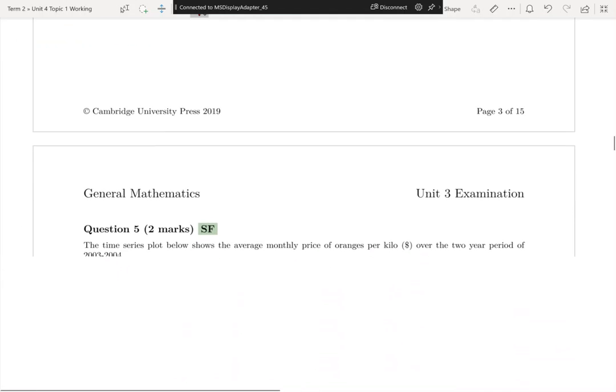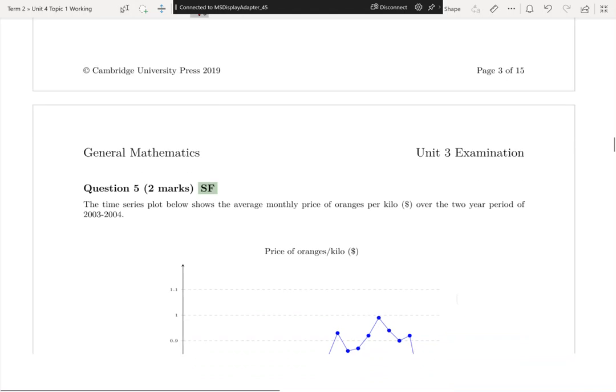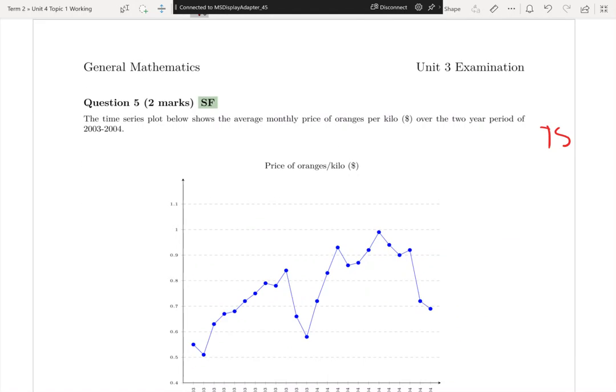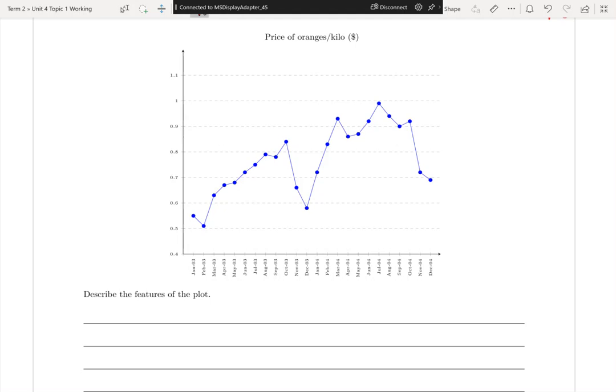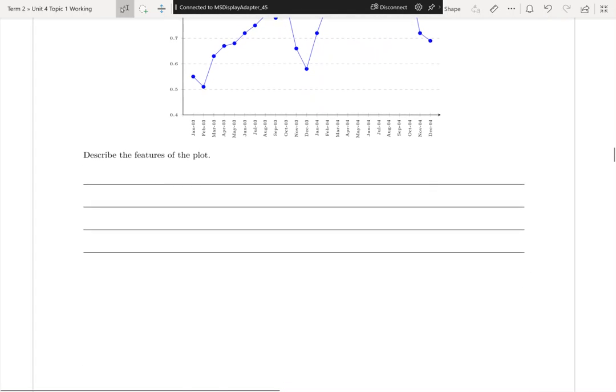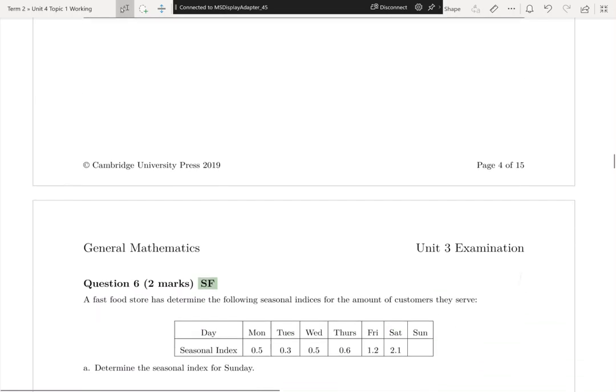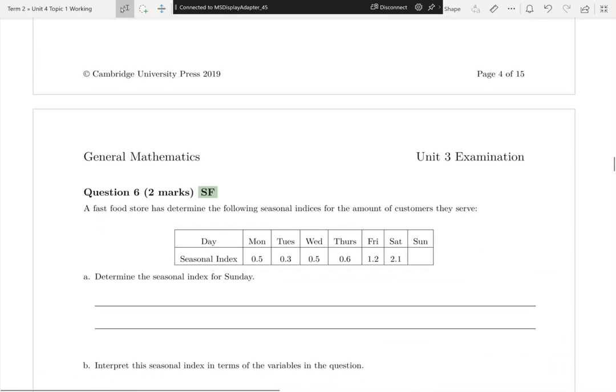Okay, question 5. The time series plot below. Well, we're giving these away, aren't we? So this is time series. It's only worth 2 marks this time. It shows the average monthly price of oranges per kilo over the 2-year period. Describe the features. So that would be one of those ones where you're talking about seasonality, structural change, all that stuff.